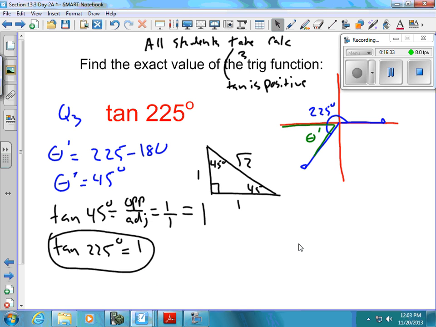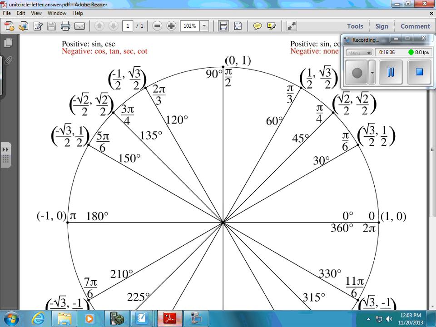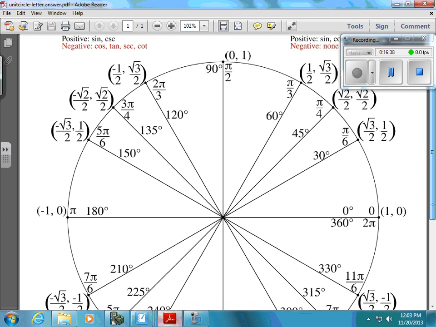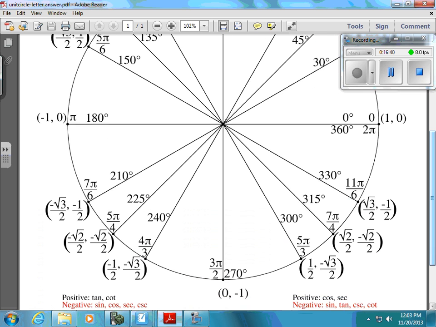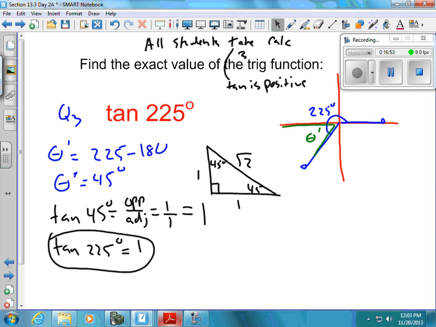Our unit circle, oops, it's not there. Unit circle right here. 225, if we look at the two values, negative square root of 2 over 2 and negative square root of 2 over 2, remember sine over cosine is tangent. So y over x here, they are the same thing. When you divide them, you're going to get 1. So that's another way to do it on the unit circle as well.